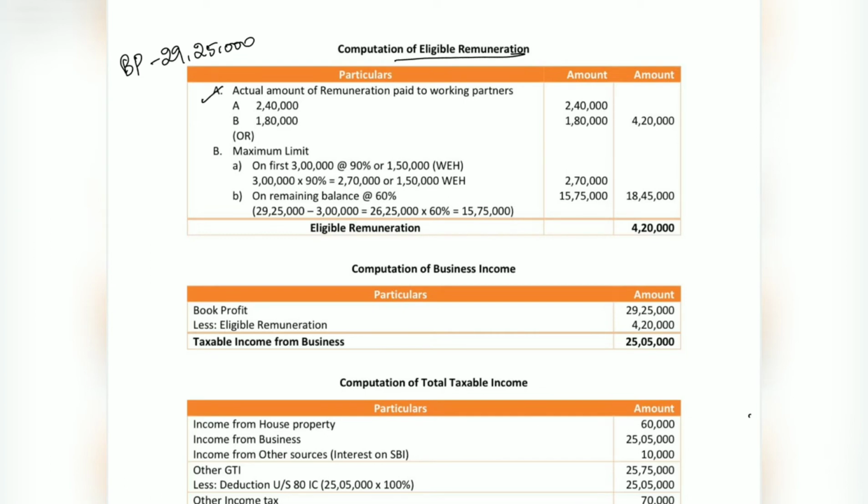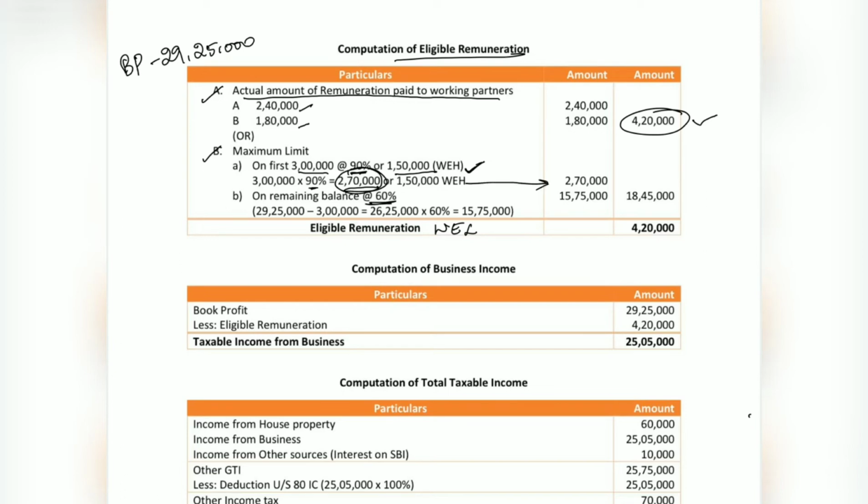So we will consider actual remuneration or maximum limit, whichever is less. The actual amount of remuneration paid to working partners, for partner A it is 2,40,000 and partner B 1,80,000. So total 4,20,000 we have as actual remuneration. The second criteria is, on the first 3 lakh we will calculate at the rate 90% or 1,50,000, whichever is higher. On the first 3 lakh, 90% gives you 2,70,000 or 1,50,000. The higher value is 2,70,000. So we have considered 2,70,000 here.